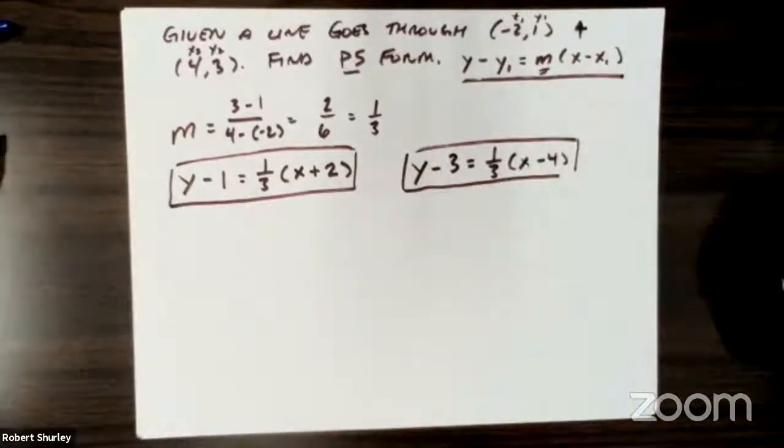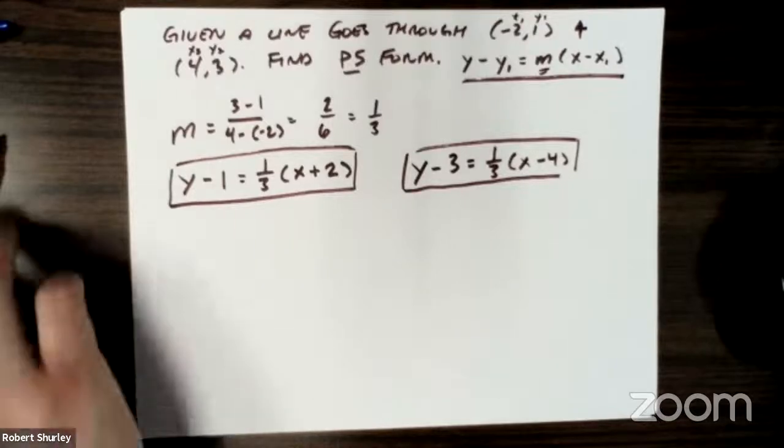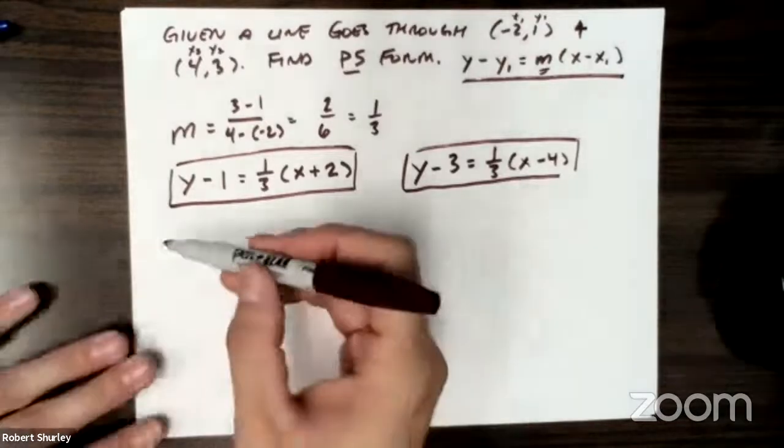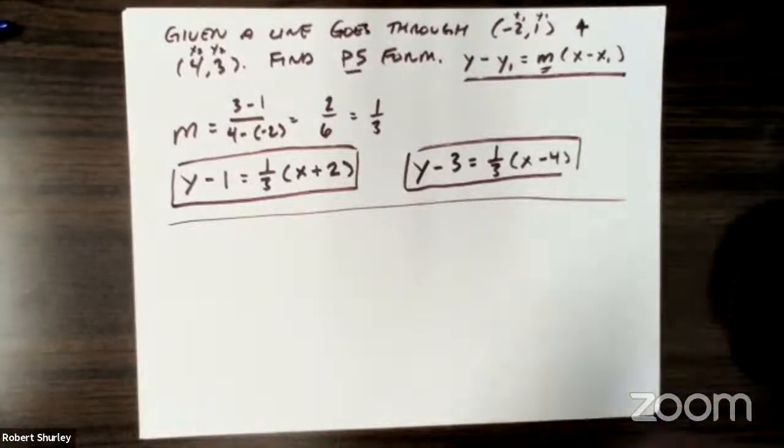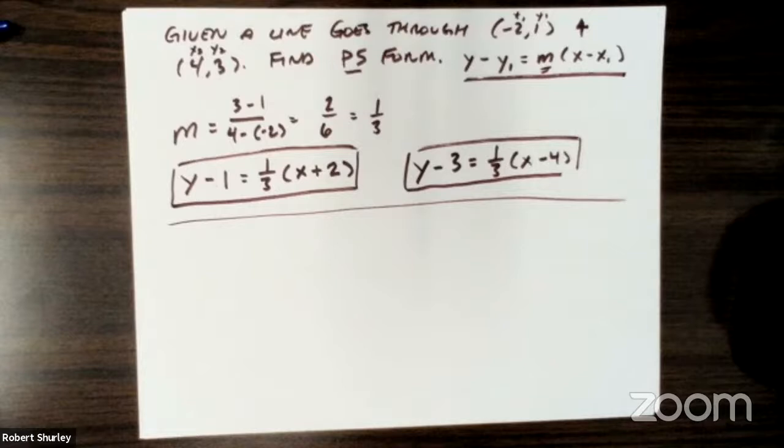Either one of those is correct for this one because they gave us two coordinates for our line. That doesn't always happen, but it might. And it's okay. You'll see even in the book, it'll say this or that, this answer or that answer, which is completely okay.